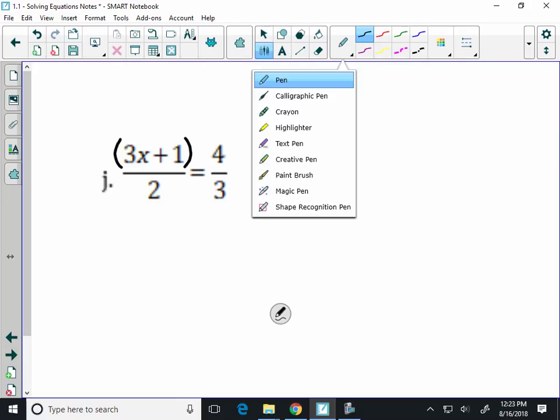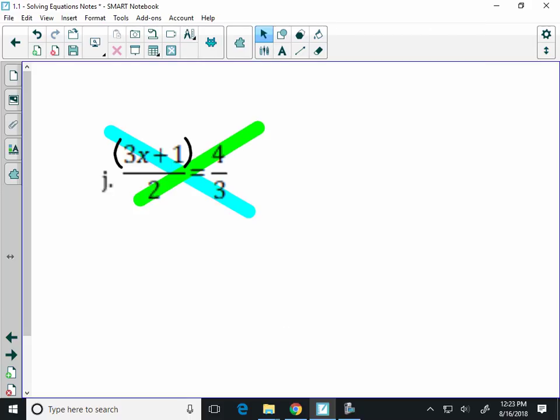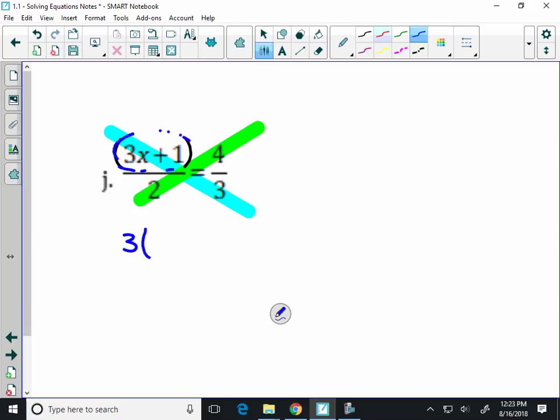So the process is still the same. Top diagonal to the bottom. Bottom diagonal to the top. You just have to be very careful. When we multiply 3x plus 1 together and the 3, that's why I put the parentheses. Because you're multiplying this whole entire thing by 3. So by putting that parentheses, you're sending that right.